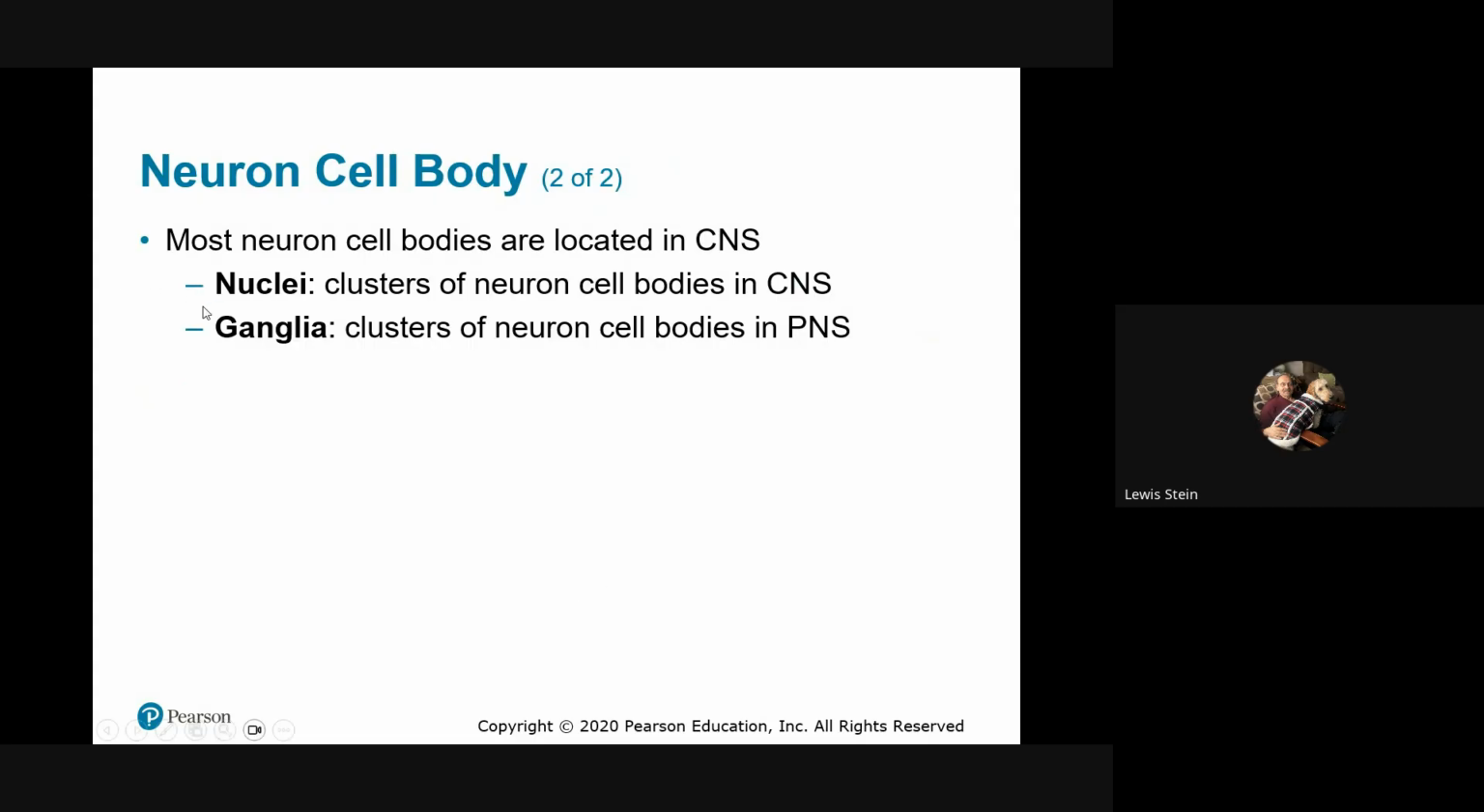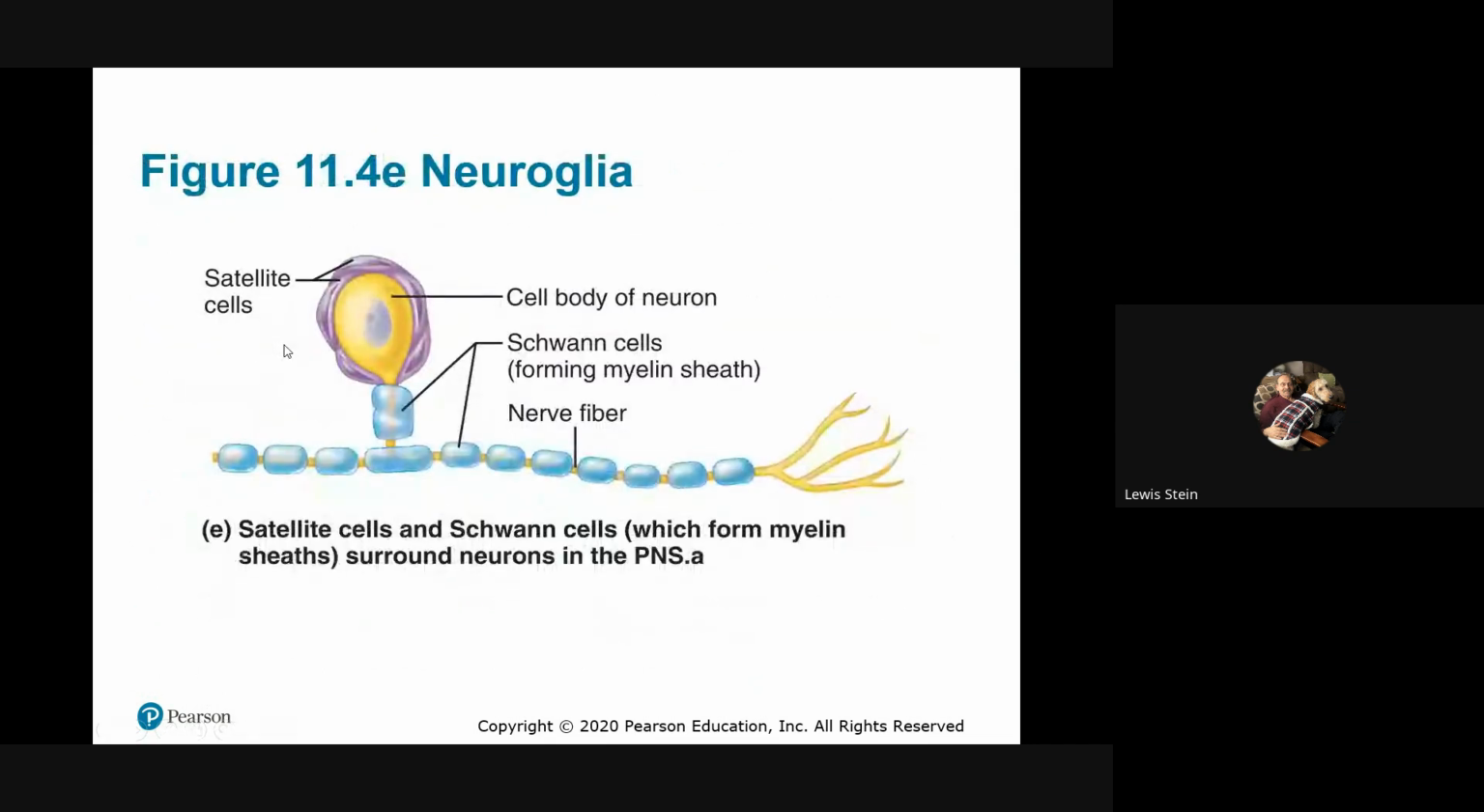Again, in the central nervous system, we call them nuclei. In the peripheral nervous system, clusters are called ganglia. If we go back and look at that, that is a sensory nerve. We're going to learn, and you don't have to write it down now, this is the unipolar area. This is a unipolar nerve cell. They're only sensory cells. These cluster right outside your spinal cord. When we look at the spinal cord, they're called dorsal root ganglia.